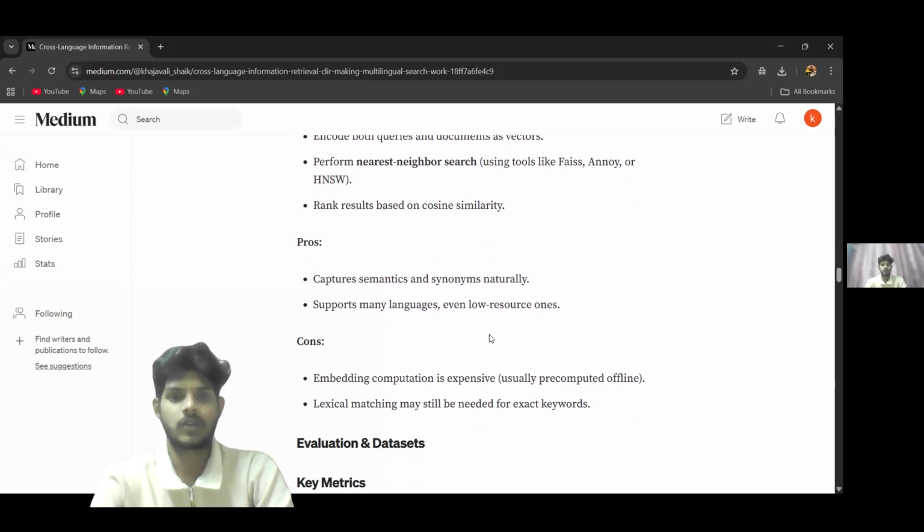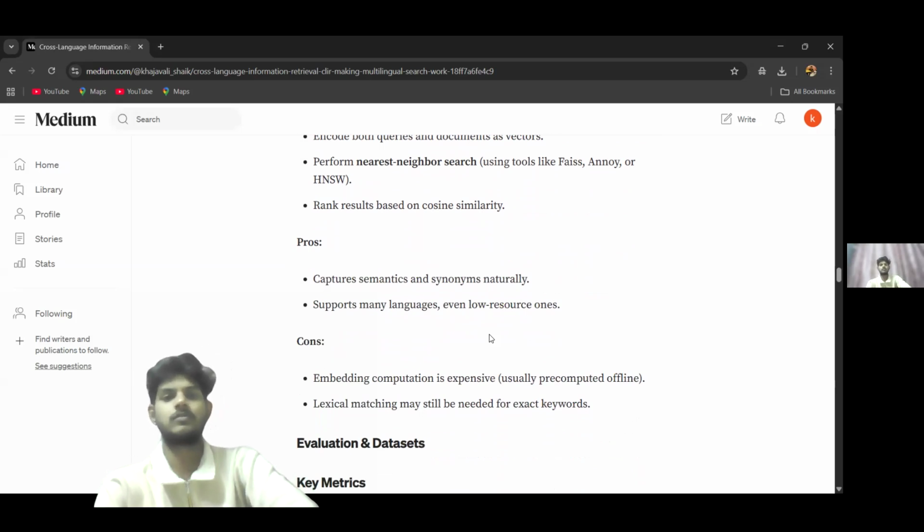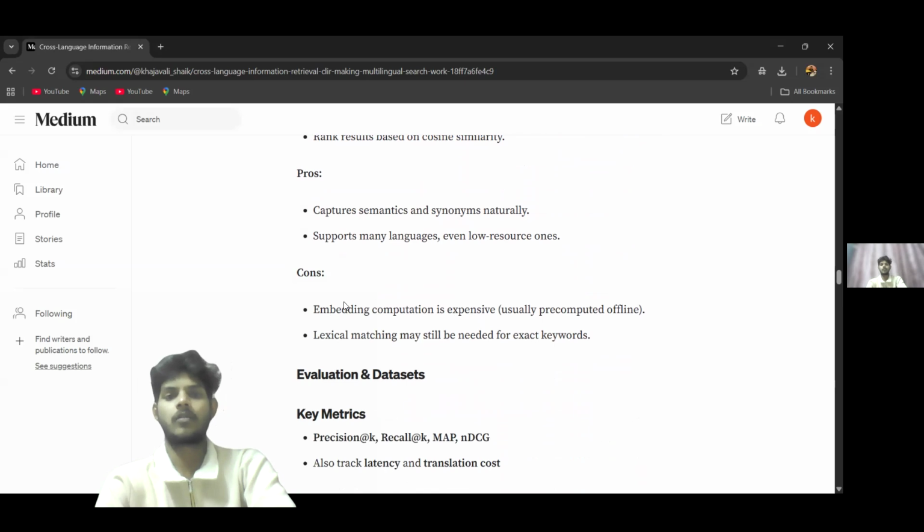The pros and cons: it captures semantics and synonyms naturally, and supports many languages, even low resource ones. Cons are embedding computation is expensive. Lexical matching may still be needed for exact keywords.